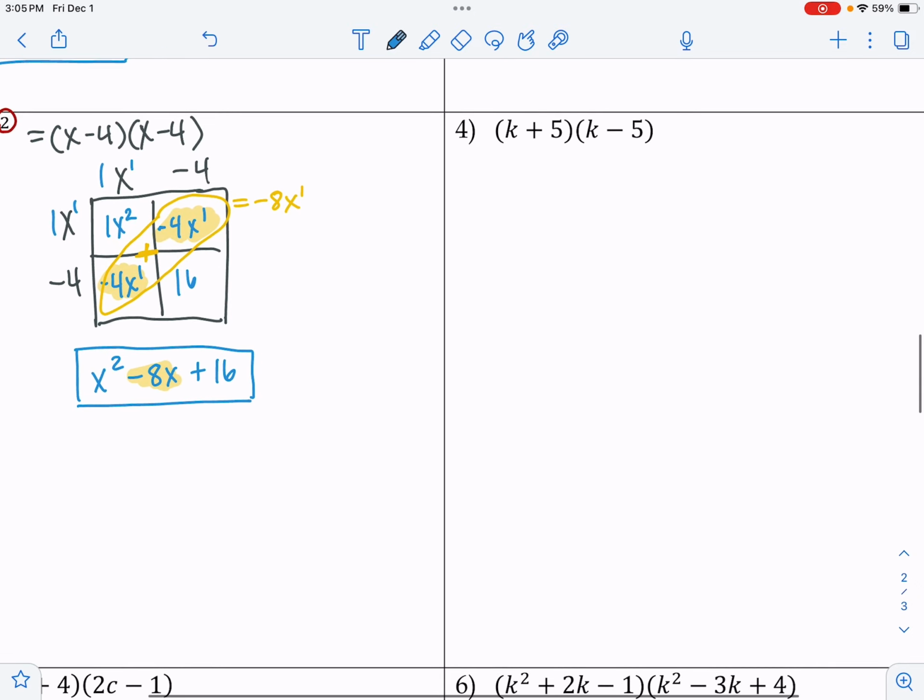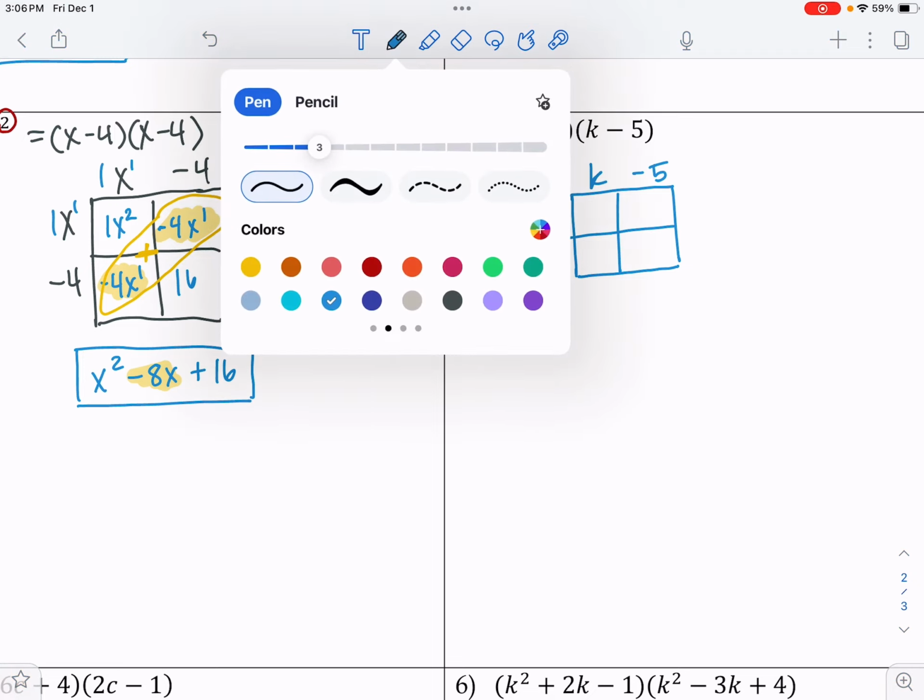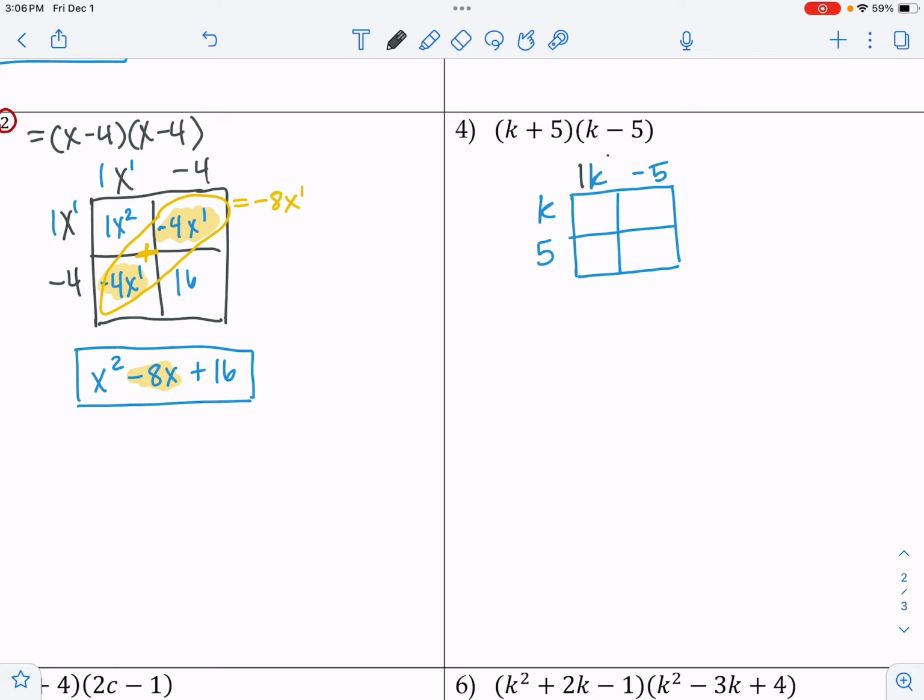Okay, this next one is k plus 5 times k minus 5. 1 times 1 is 1, k1 and k1 is k2. 1 times negative 5 is negative 5, k1. 5 times 1 is 5, k1. 5 times negative 5 is negative 25.